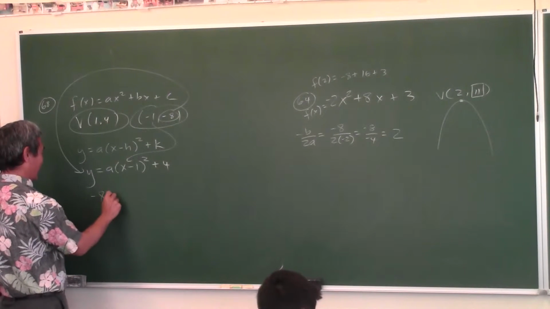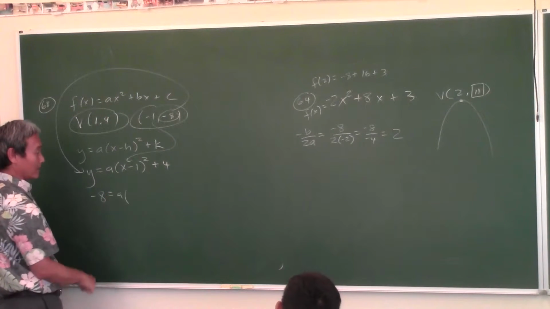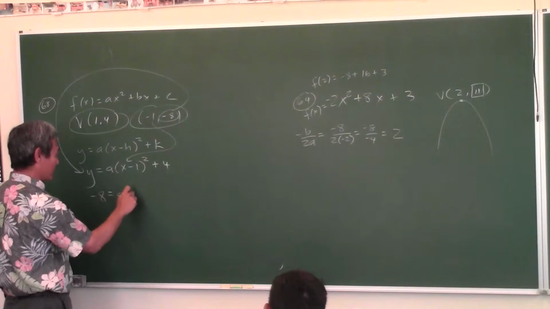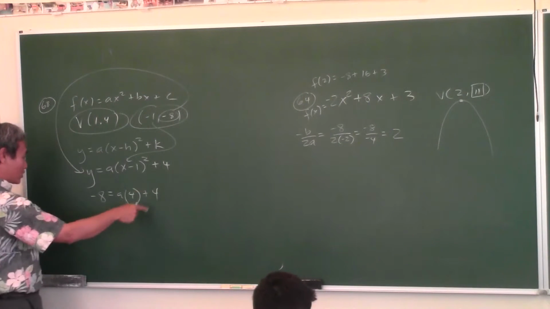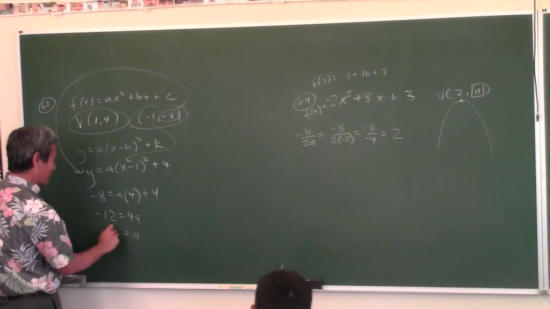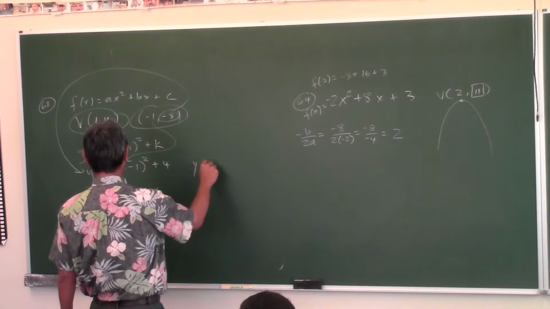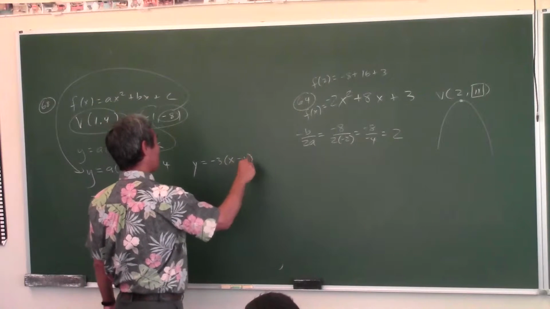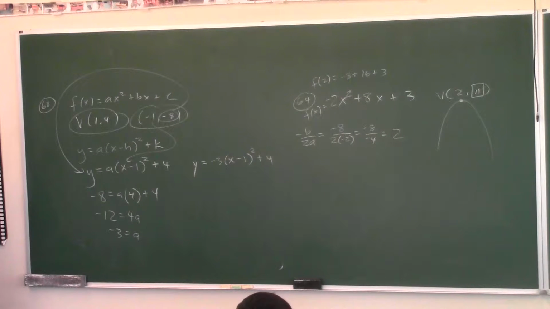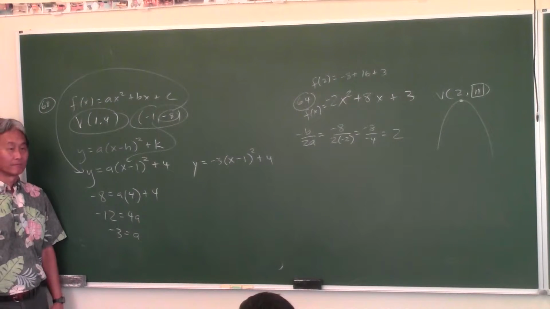So negative 8 equals a times, let's see if we can do this in our head. What is negative 1 minus 1? I guess we can't. Negative 2 squared, 4. See, you can. Subtract 4. Negative 12 equals 4a. Divide by 4. a equals negative 3. So therefore, the equation of this parabola is y equals negative 3(x minus 1) squared plus 4. Mr. Park, this is exactly the same as the other problem except without the picture. Yeah. So box that, that's the answer.